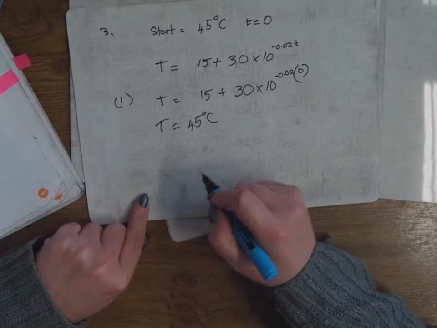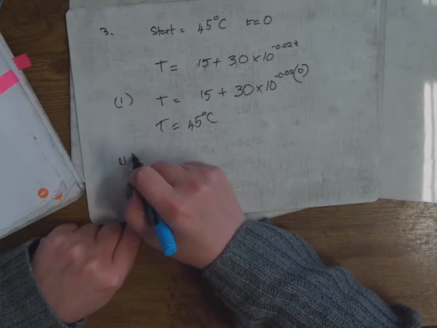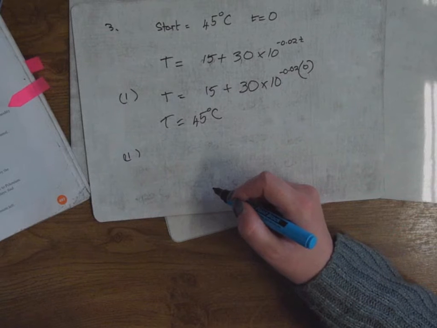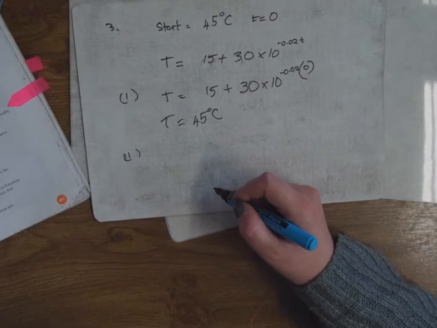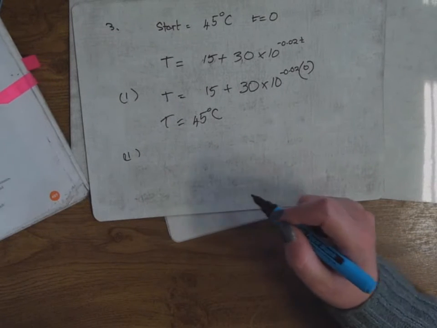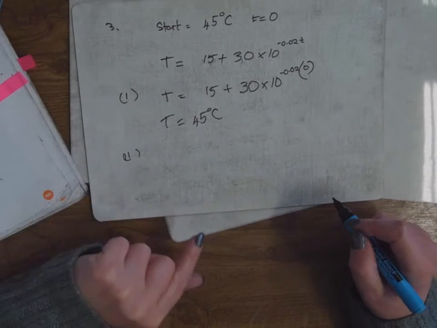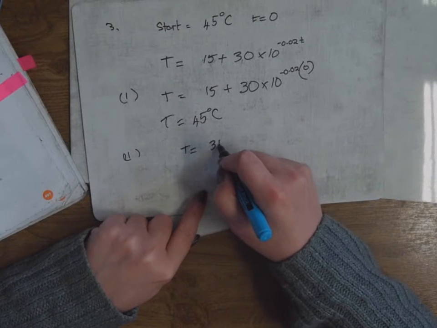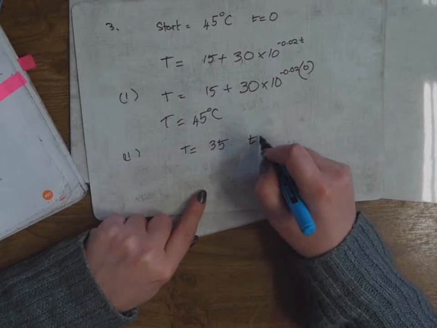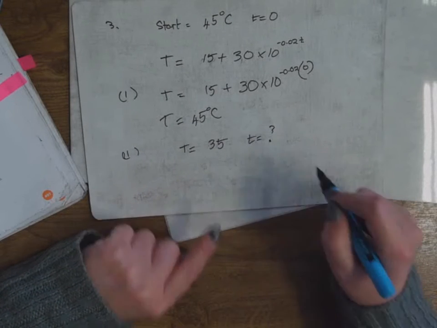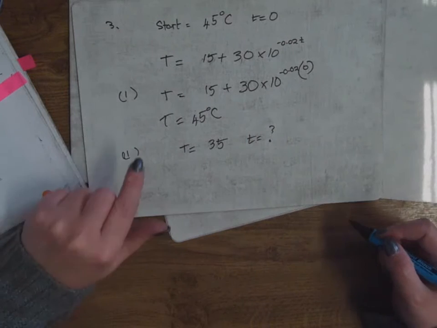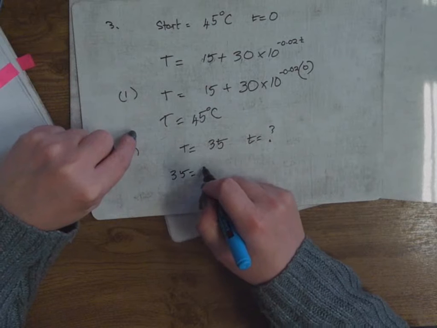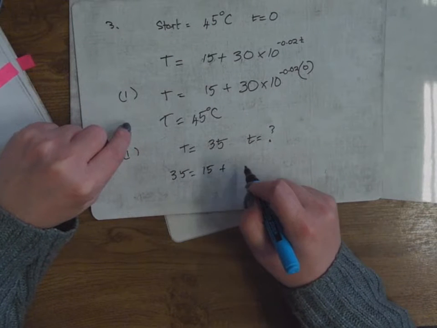Right, part 2. If the milk is to be given to a baby when it has cooled to 35 degrees, how long has it to be left to cool to reach this temperature? So we want capital T to be 35. The time is what we're looking for, so we're looking for T. That's what we're looking for.